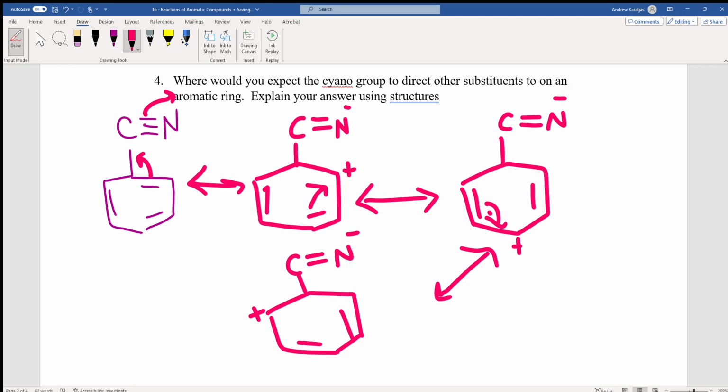What each of these resonance structures are showing us is that because of the nitrile group, we have positive character at both of the ortho positions as well as the para positions. That means those positions will be less reactive, they're deactivated, and the nitrile group, just like any other electron withdrawing group, will deactivate the aromatic ring, but further, it will push new substituents to the meta position.